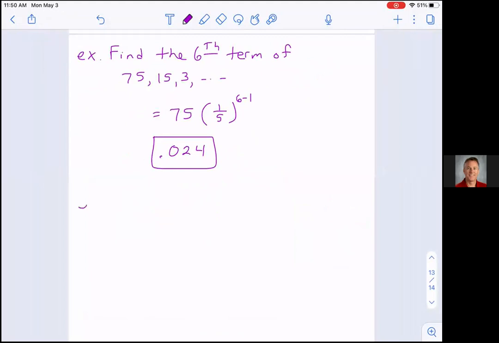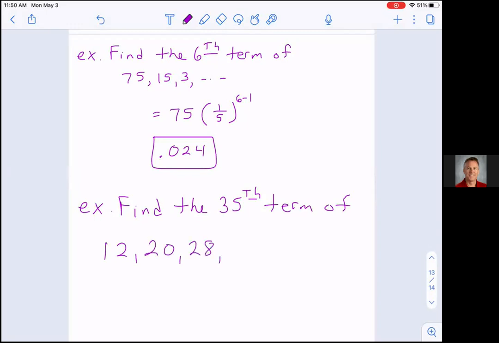Okay, I'm going to do one more similar one. This will be the last one, but this is just like another sequence, but it will be arithmetic, of course, because we just did a geometric one. So let's say we want to find the 35th term of this: 12, and then 20, and then 28, and so on.